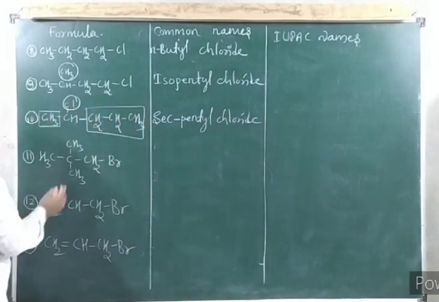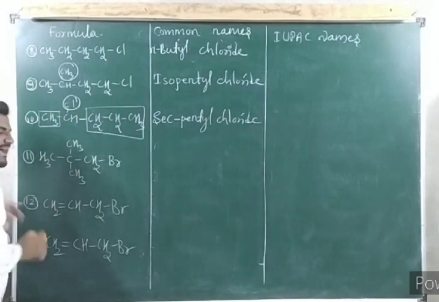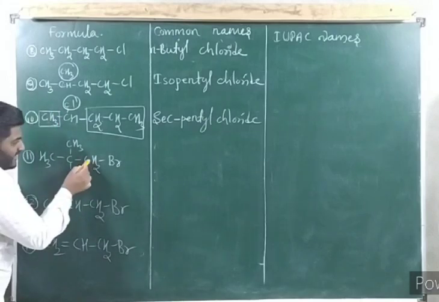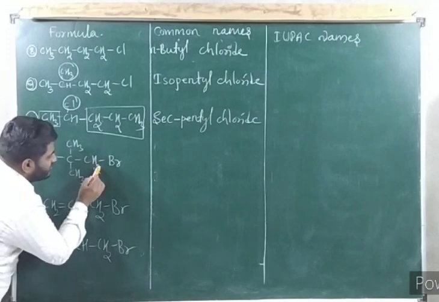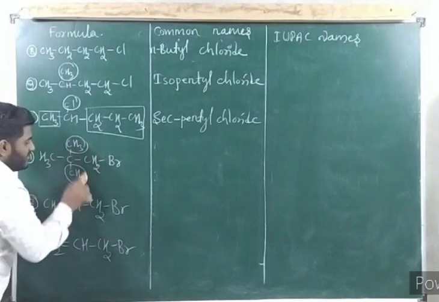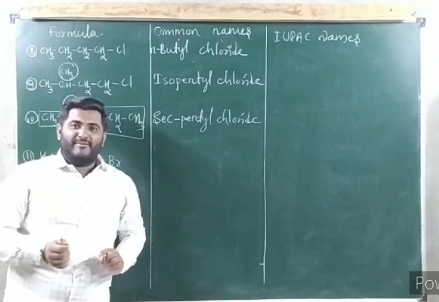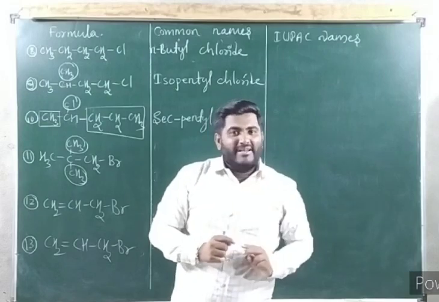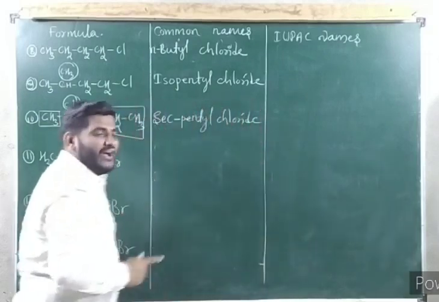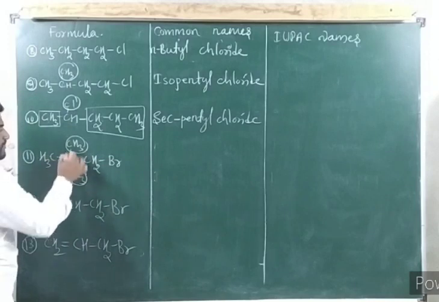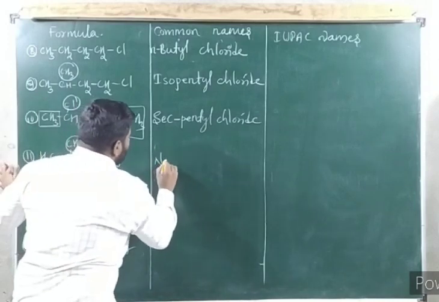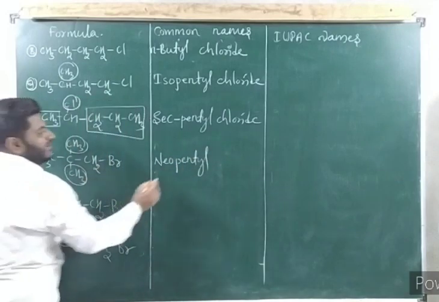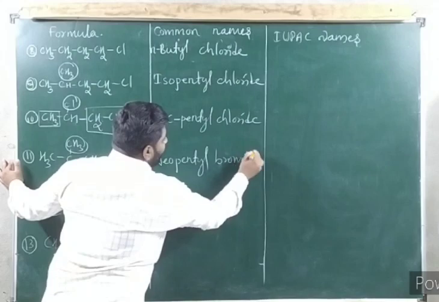This one. 1, 2, 3, 4, 5. Again 5 carbons. But what is the difference here? Carefully see. Here the halogen attached carbon does not have any substituent because 2 hydrogens are there. So what are you observing? One branch of alkyl group is iso. 2 branches of alkyl groups are neo. So it is a neo, guys. Meth, eth, prop, but, pent. Total 5. So it is neopentyl. Neopentyl bromide.